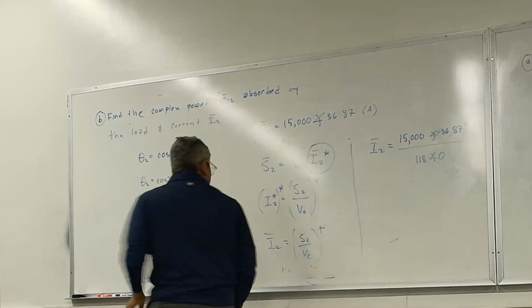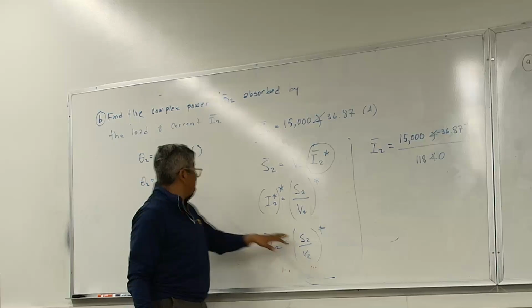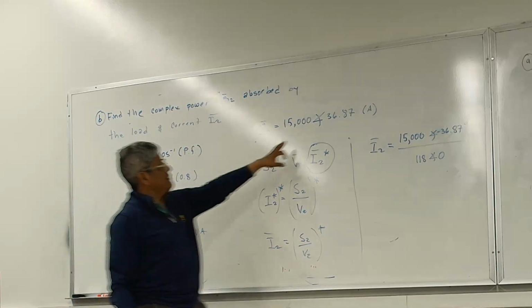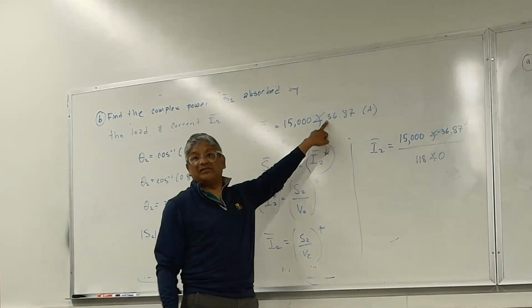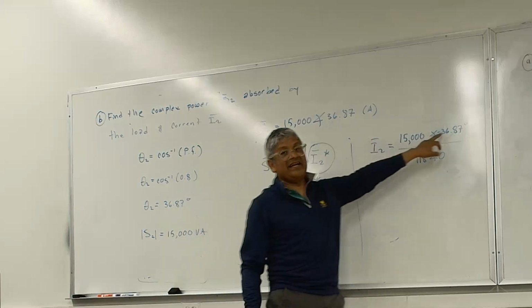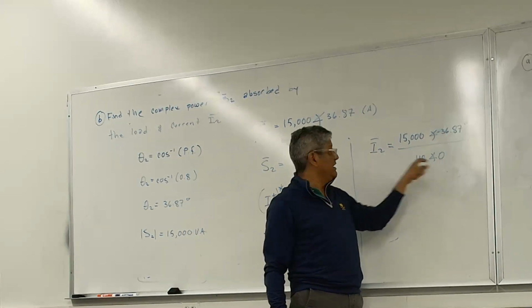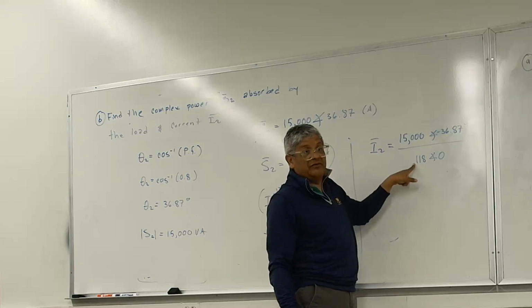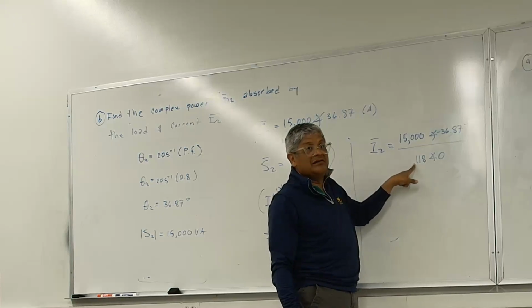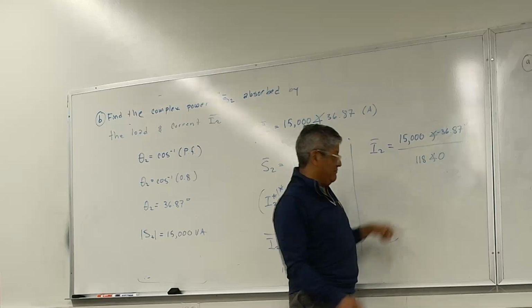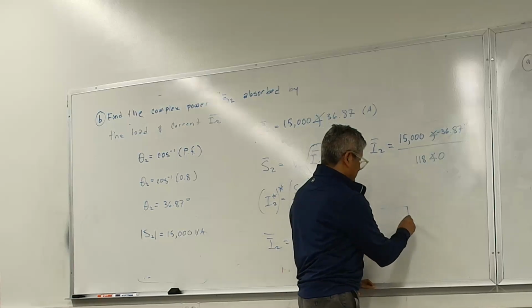Let me say it again. Remember S2, this angle right here is positive, right? Here it's negative because it's the conjugate. This is 0, so I don't have to do anything to it, right? This is the voltage across the load. Everybody agree with me? Yes, no? Right?